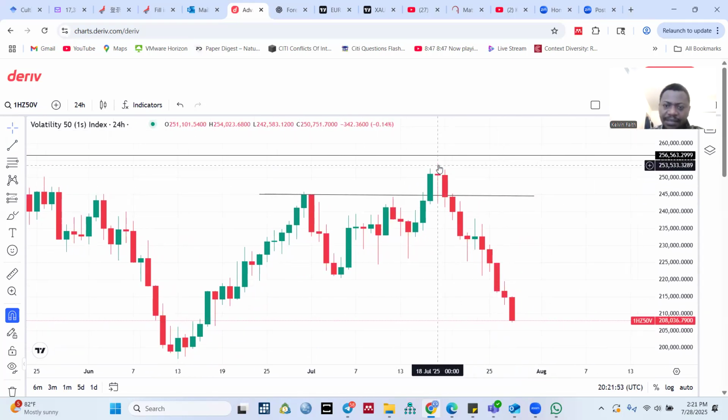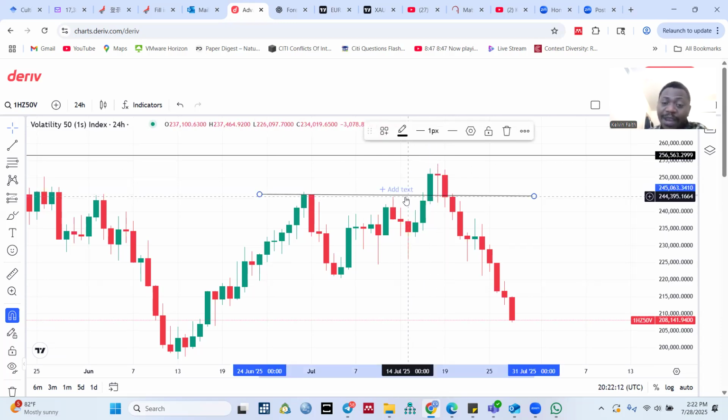Then price pushed down. We saw price move up and then push down, and then we saw price engulf, like this daily candle engulfed this candle. So this pattern is also giving us a new swing high.